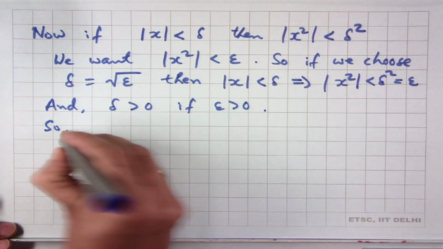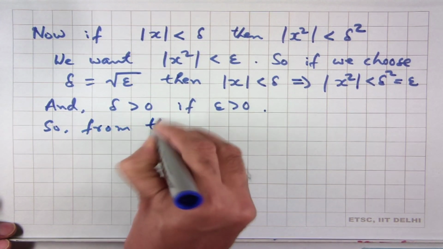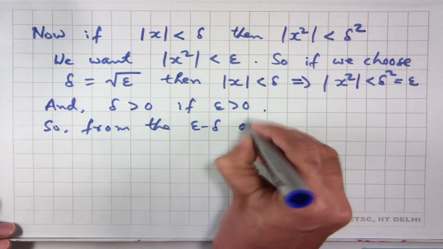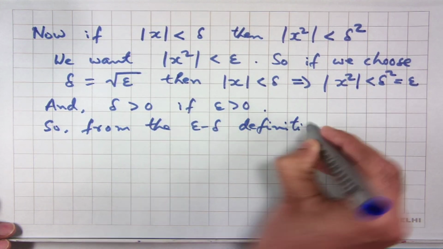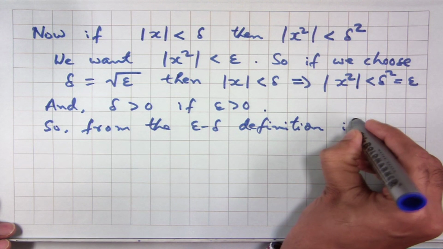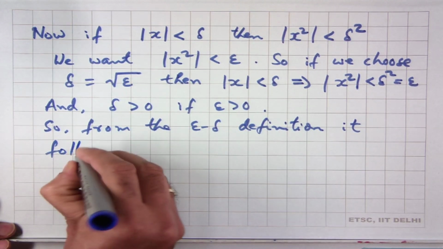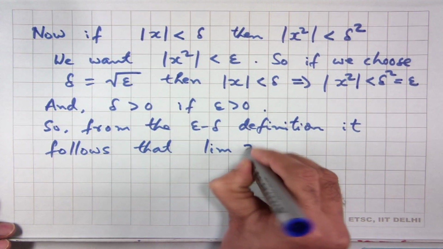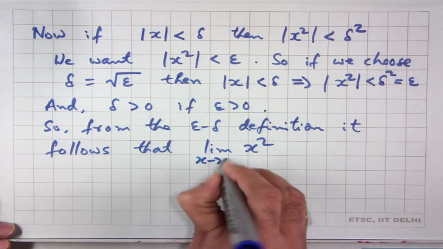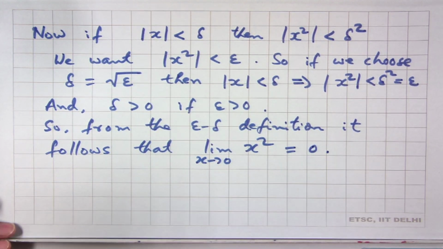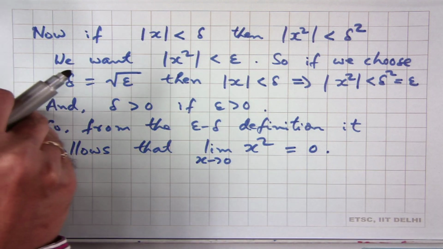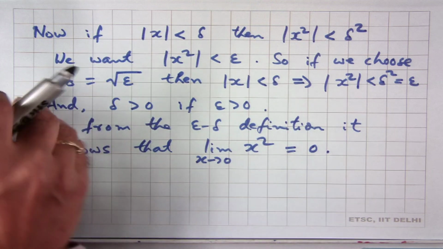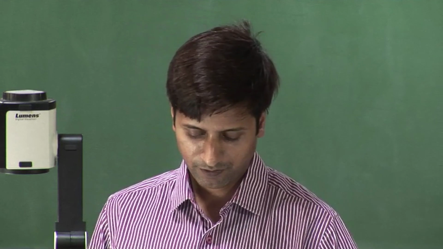So, from the epsilon delta definition, it follows that the limit of x square as x goes to 0 has to be 0. So, this was a very simple example, but it was just to illustrate how we use this epsilon delta definition to prove that the limit is equal to some number.